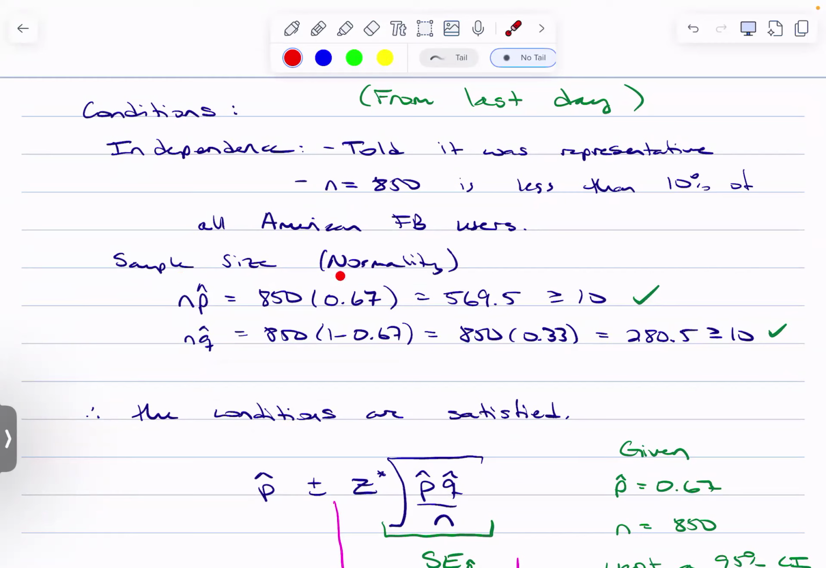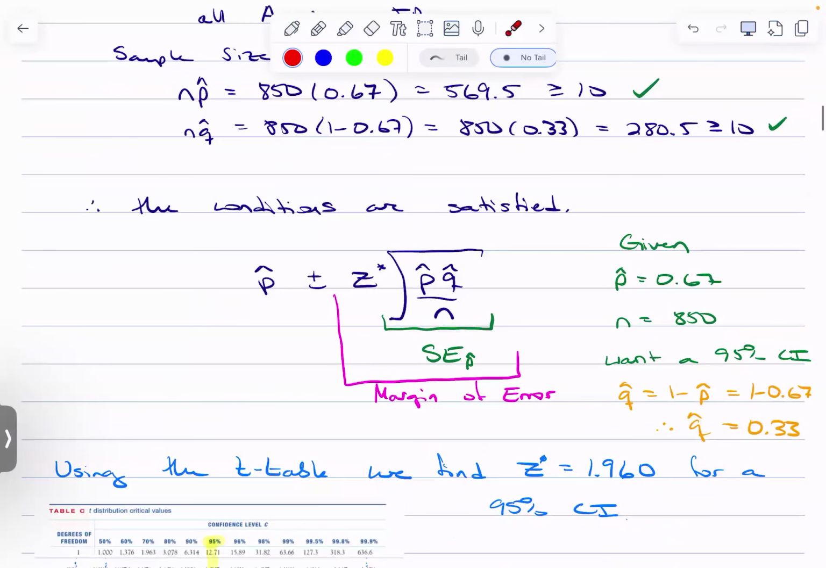The sample size or normality condition, what allows us to assume that we have a normal distribution, is if our n times p hat, or the number of successes, is greater than or equal to 10, and the number of failures is greater than or equal to 10. Then the conditions are satisfied, which means that we can build a confidence interval around our point estimate, p hat. That's our best guess at what the population proportion, p, is.